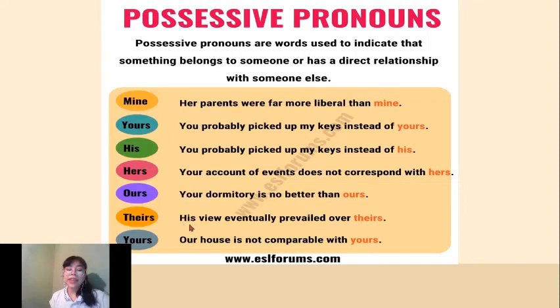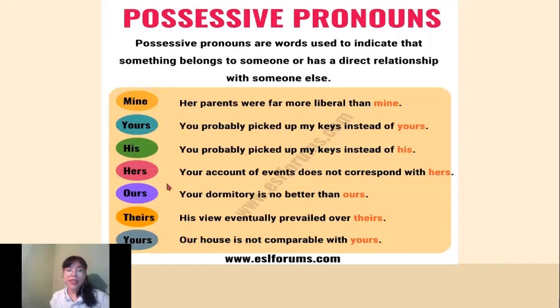So again, instead of writing, his view eventually prevailed over their view, here we're replacing their view, because we already know we're talking about views, with the pronoun theirs, the view that belongs to them. And yours: our house is not comparable with yours. It's the same case. Instead of writing, our house is not comparable with your house, we know we're talking about houses. So we are going to replace your house with the pronoun yours, because we already know we're talking about houses.